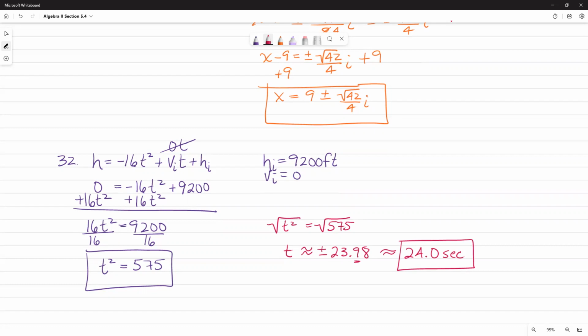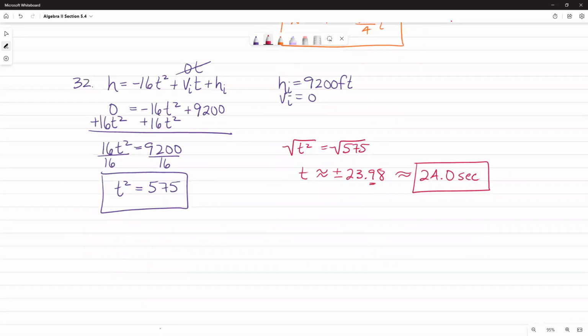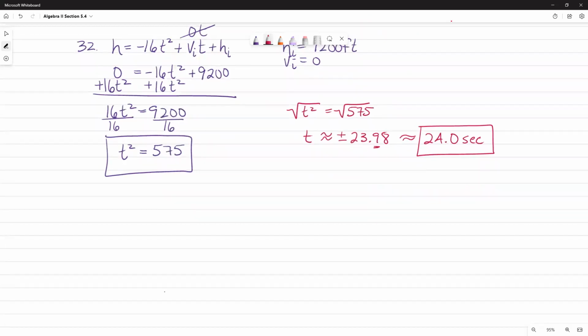Okay, last one. Now, the last one you're really going to need to have your books for because you've got a baseball field diagram. So they want us to write a quadratic equation and then solve it. They want us to find the distance from home plate to second base on an official Little League baseball field. Okay, so 35.